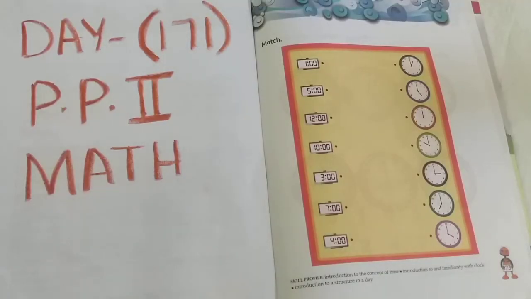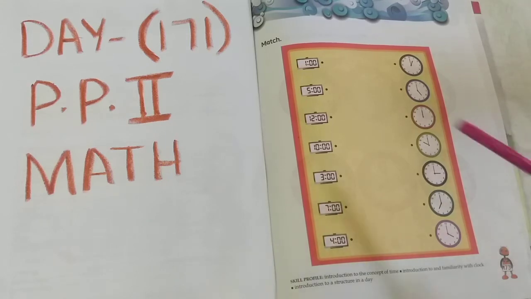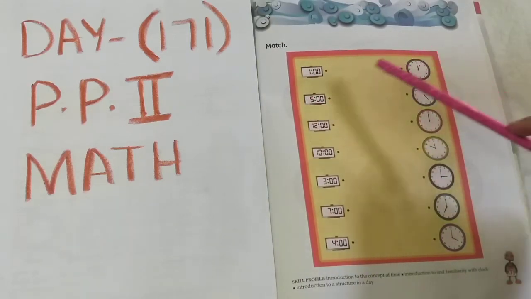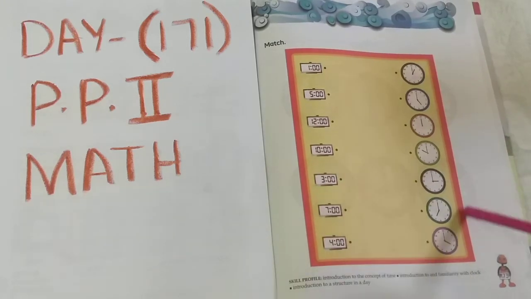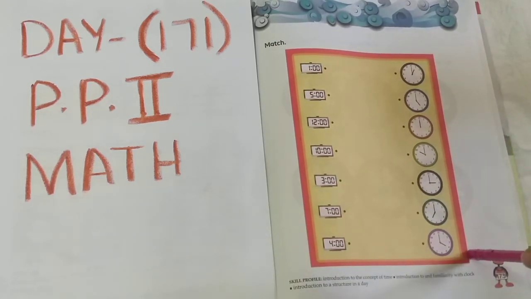You can see match. What you have to do now? You have to match. You can see the time written here. You can see on the clock a correct time. So you need to see and you have to match it.